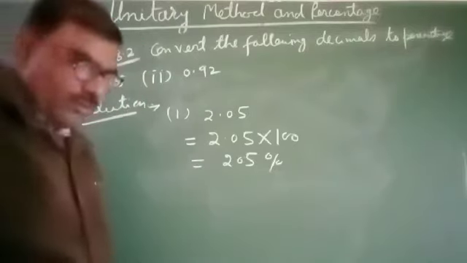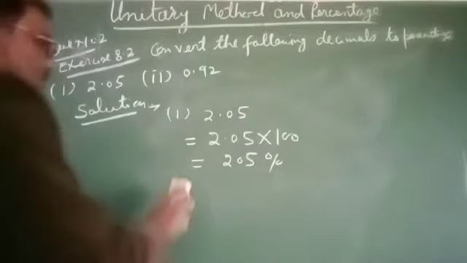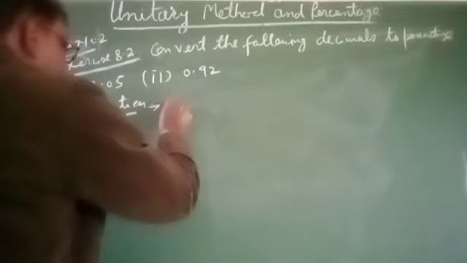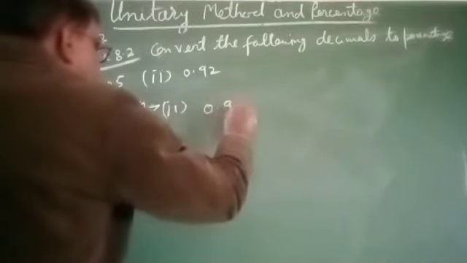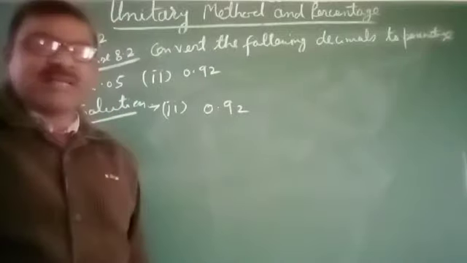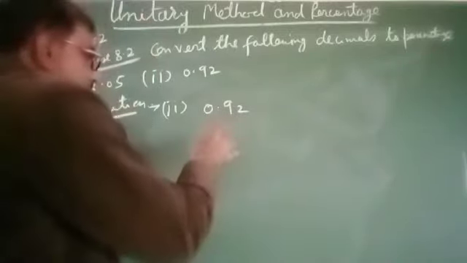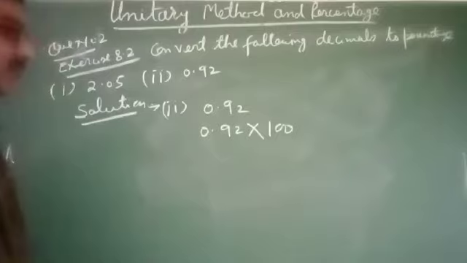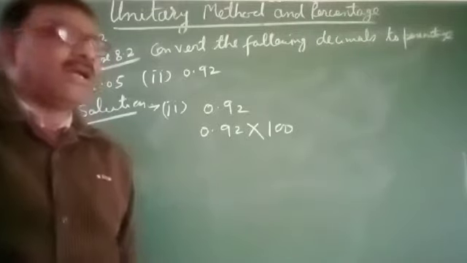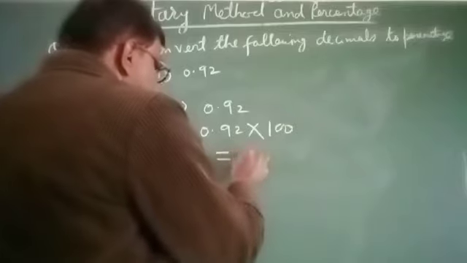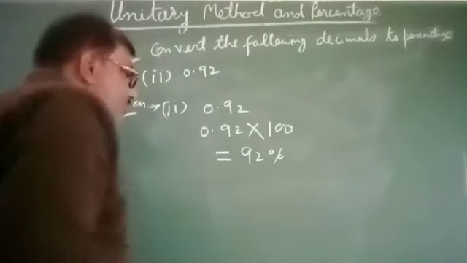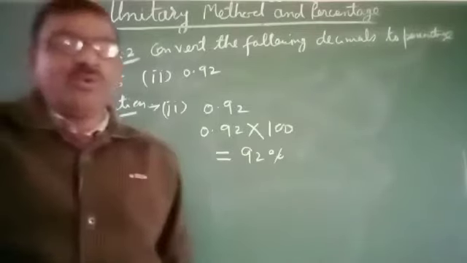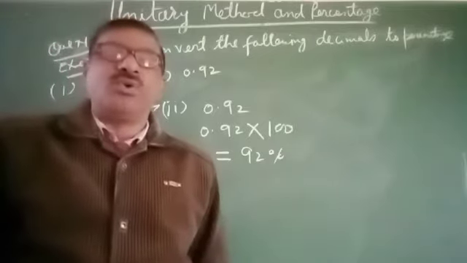Now next, 0.92. Next part is 0.92. Same process I will apply in this question. 0.92 multiplied by 100 will be equal to 92%. So 0.92 will be equal to 92%.